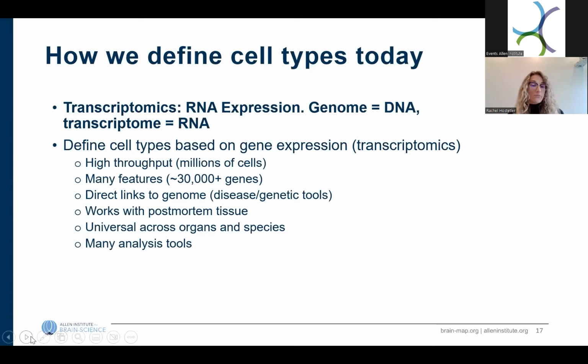You can then also compare your results directly to the genome and get better analysis for studying disease and generating genetic tools. Transcriptomics also works well with postmortem tissue, which is really important for a lot of our human studies. It's also universal across organs and species, which is great for our cross-species analyses. And there are also many, many tools that have been generated to analyze this type of data.